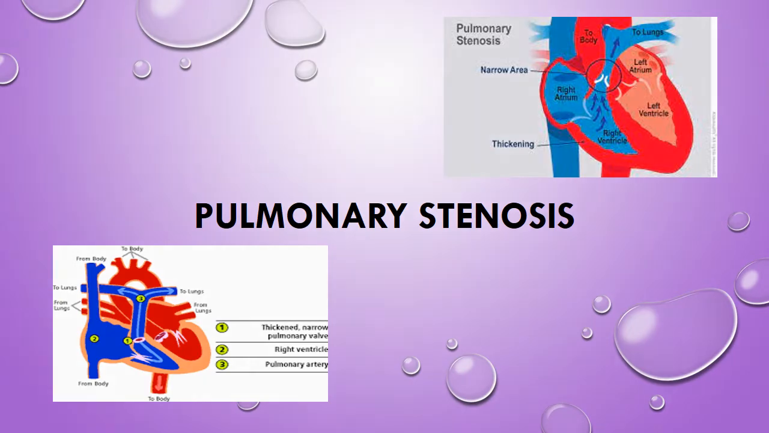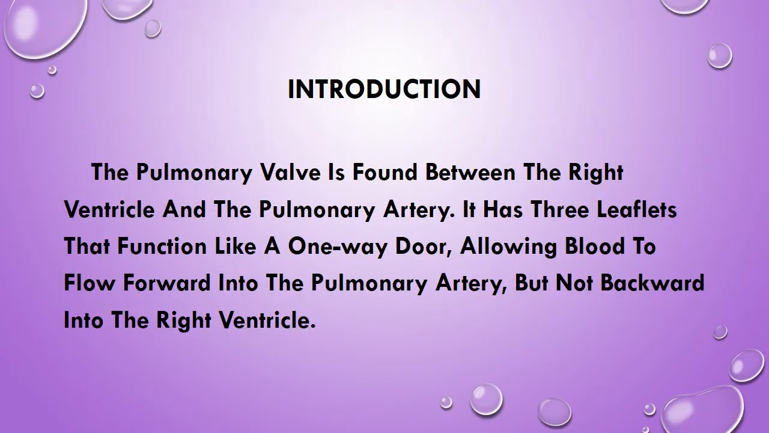Pulmonary stenosis. Introduction. The pulmonary valve is found between the right ventricle and the pulmonary artery, and it has three leaflets that function like a one-way door, allowing blood flow forward from the right ventricle. The blood flows to the pulmonary artery and never comes back to the right ventricle.